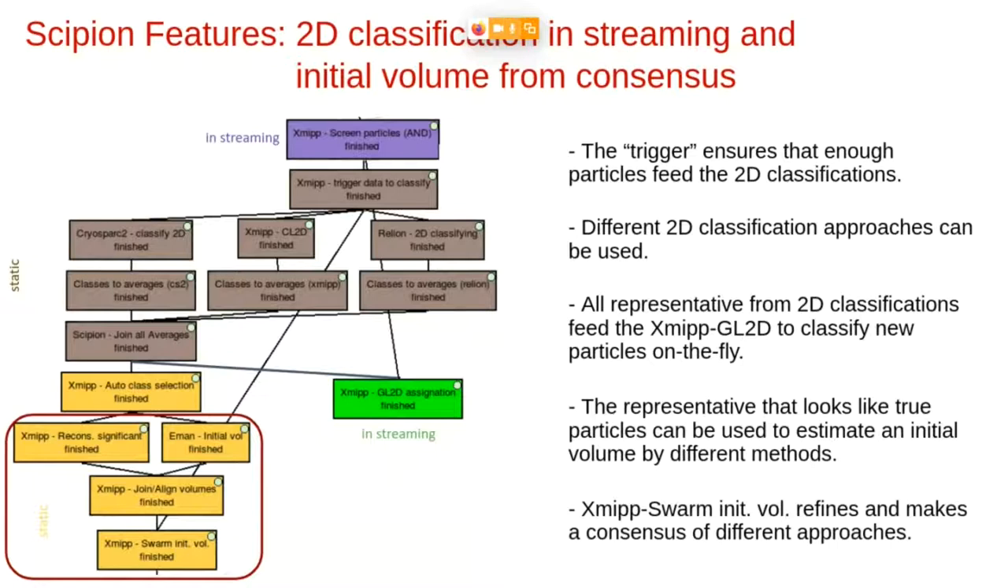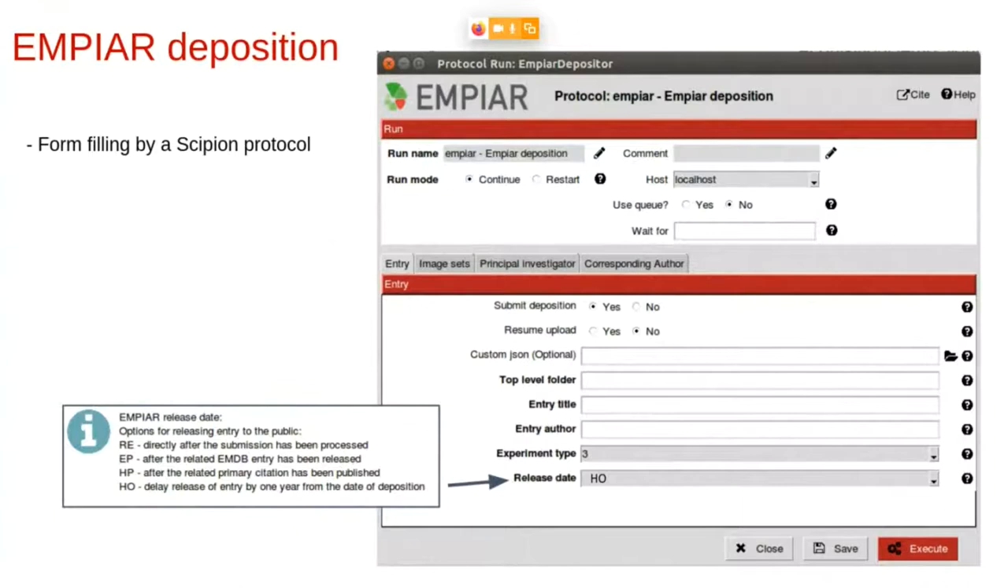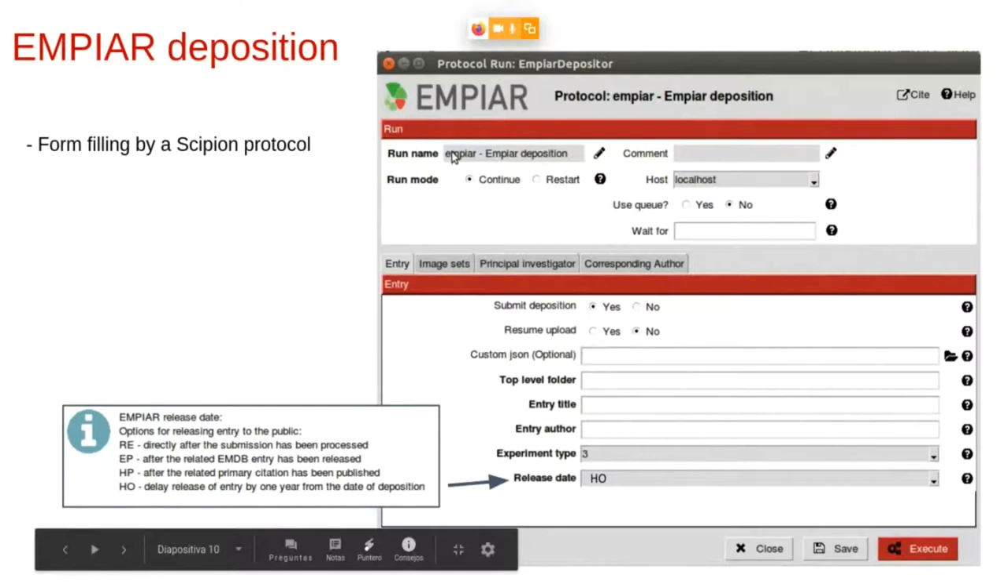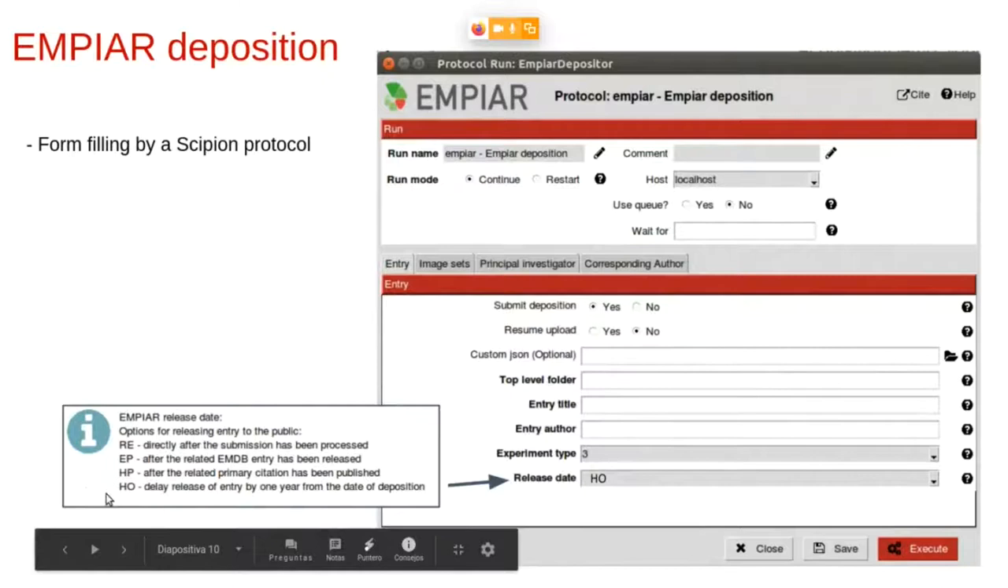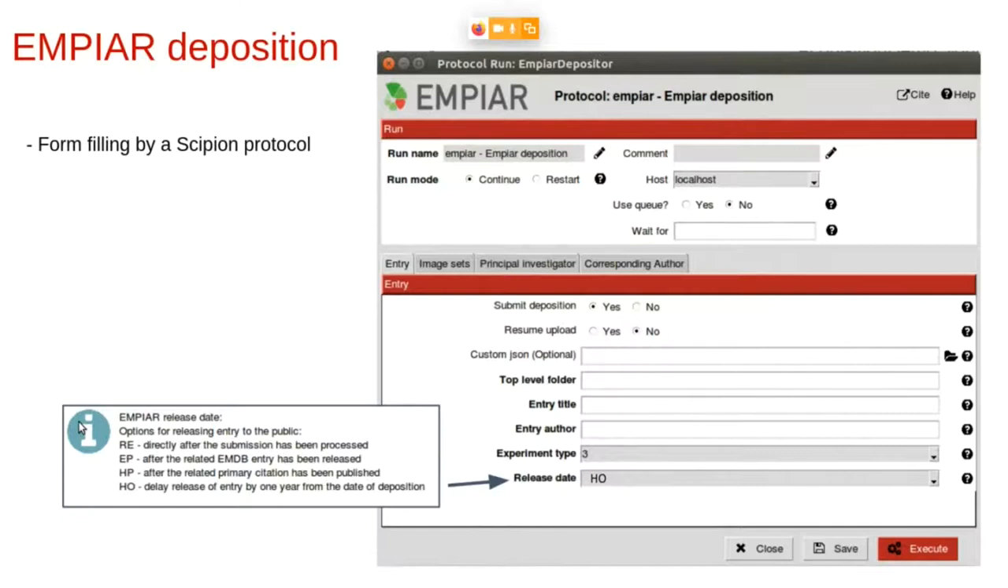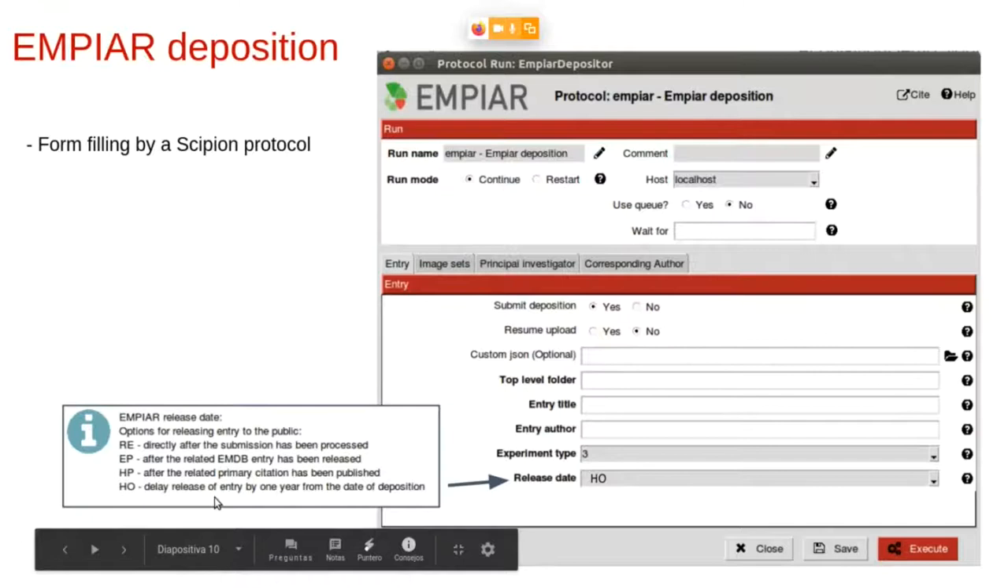Well, another feature that, as always in Scipion, is optional, is the possibility to make an MPR submission. The MPR plugin includes this protocol that fills the MPR form for you. And one important thing you can see here is that the MPR policy allows us to set an embargo period of time in order to hold the data before publishing it.